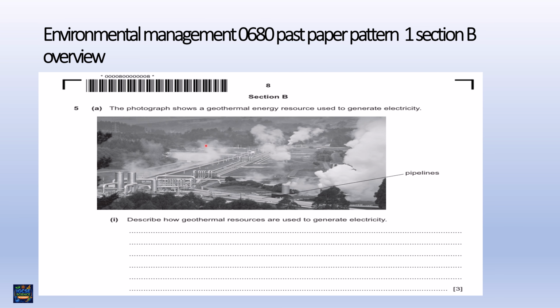Here in this video, we are going to learn about Paper 1 Environmental Management 0680 Past Paper 1 Pattern Section B Overview. So observe here carefully. Paper 1 Section B usually contains questions where you are given a table, graph, diagram or set of values. Your main task is to observe the pattern and answer accordingly.